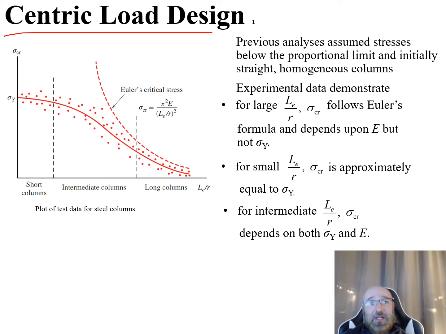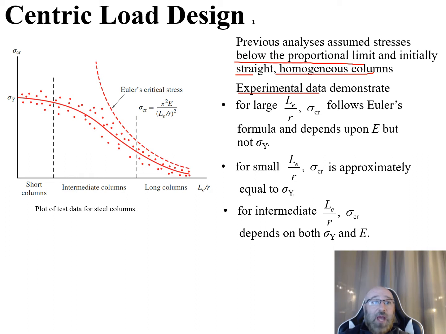In reality, real columns are going to fall much short of this idealization. To account for the differences between a real column and an idealized column, the design is normally going to be based on empirical formulas that are developed from laboratory tests. As we just stated, the previous analysis assumed stresses below the proportional limit and initially straight, homogeneous columns, which is not always the case in reality. So we had to go back and reference experimental data from the labs.